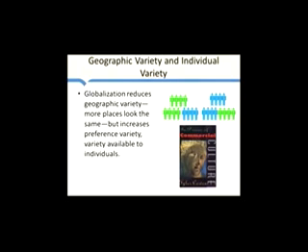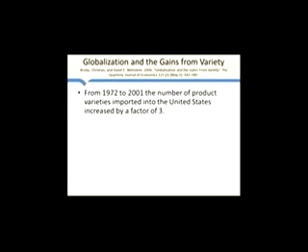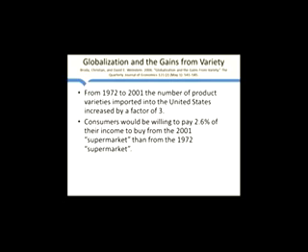Some estimates have been made of the benefits of increased variety, and they turn out to be quite substantial. From 1972 to 2001, the number of product varieties imported into the United States increased by a factor of 3. And by one calculation, consumers would be willing to pay 2.6% of their income to buy in the larger 2001 supermarket than from the smaller 1972 supermarket. 2.6% of their income just from more variety.